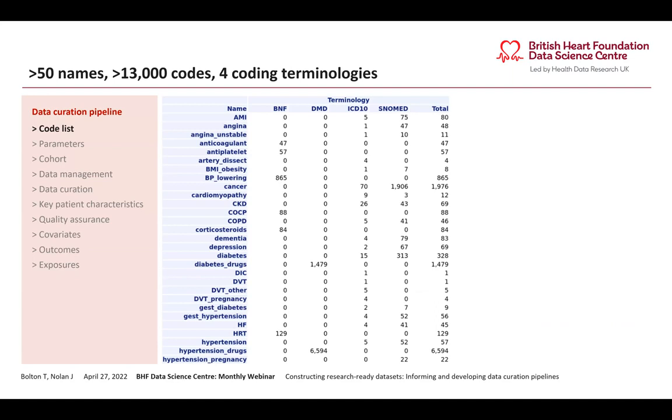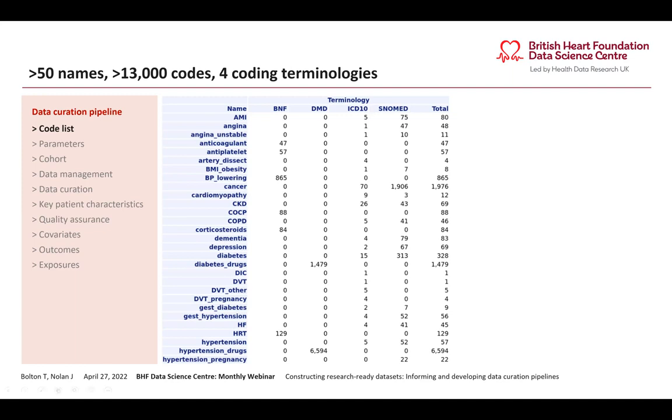code list for CCU 18 by name and terminology. The table actually contains more than 50 names, more than 13,000 codes across 4 terminologies containing a mixture of existing and novel code lists. And John and I have started to include data checks, validation, reformatting to ensure the accuracy.